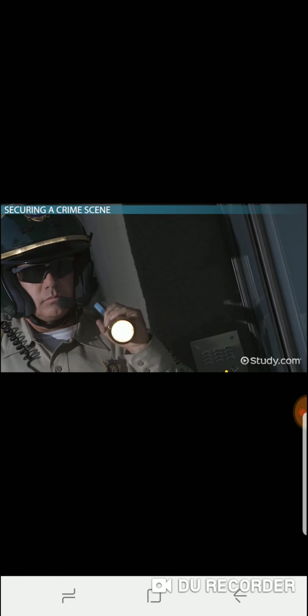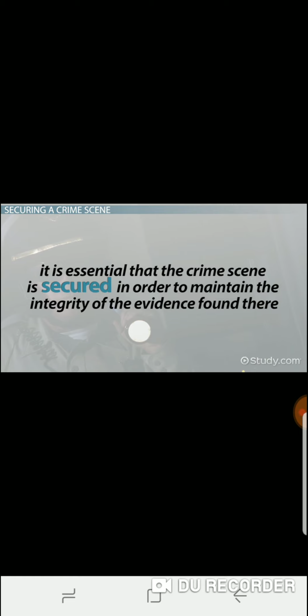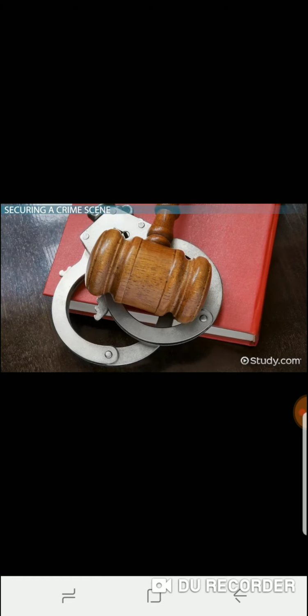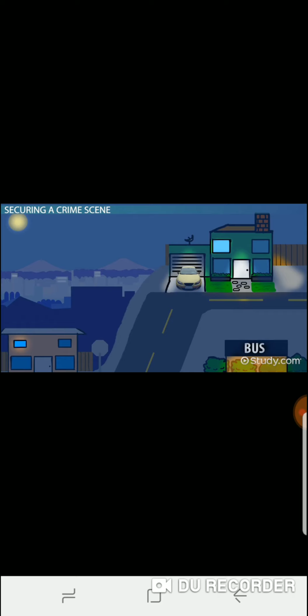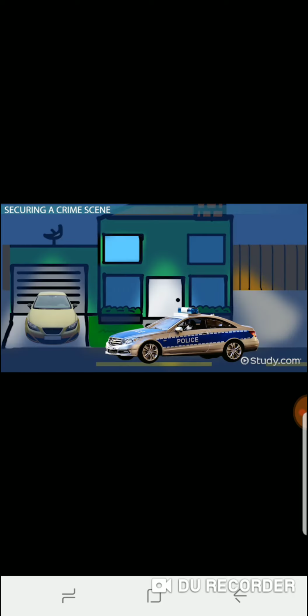In order to collect valid, non-contaminated evidence, it is essential that the crime scene is secured in order to maintain the integrity of the evidence found there. If crime scene evidence is not secured, the likelihood of successfully prosecuting an offender in court decreases. Securing the crime scene begins as soon as the first officer gets to the location. In a best-case scenario, the first arriving officer should carefully approach the location and do an inspection of the visible area.